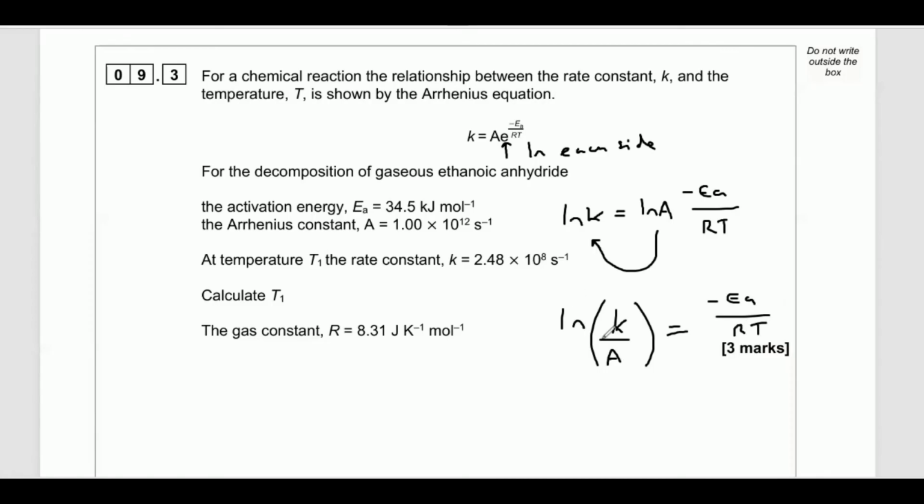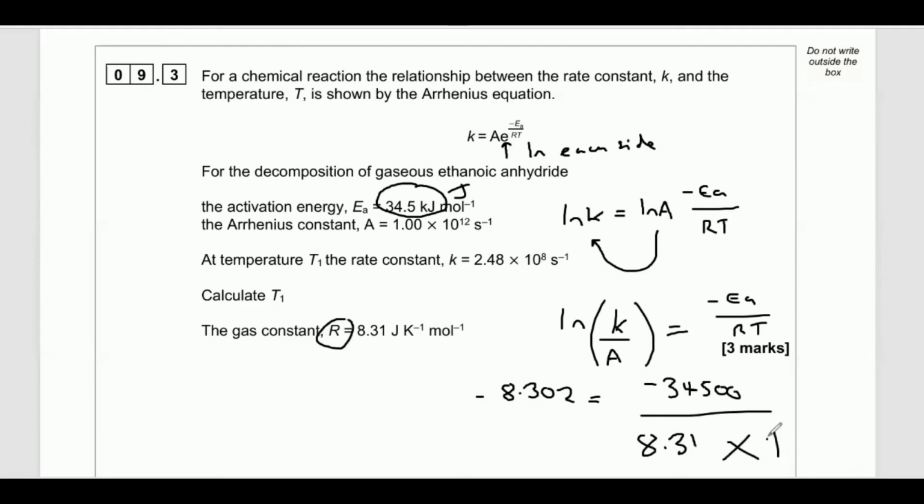By the way, there's like 3 different ways you can rearrange this to get T, but this is just the one I do. It doesn't mean it's very good, but when I do ln k over A, I get minus 8.302. Now, the activation energy should be in joules, not kilojoules, so I'm going to do minus 34,500 over the top of 8.31, that's R, the gas constant, times T. And I'm therefore going to do 34,500 divided by 8.302. The minuses cancel out. And we're going to get 4,155 or something along those lines.